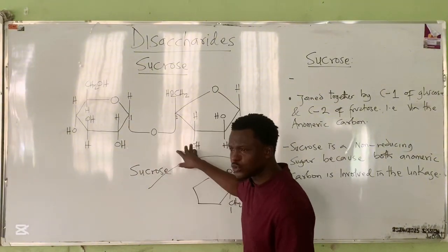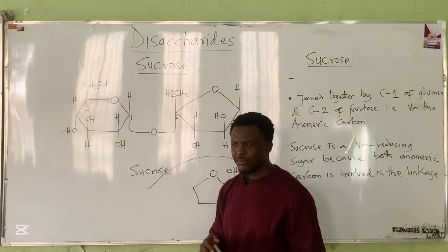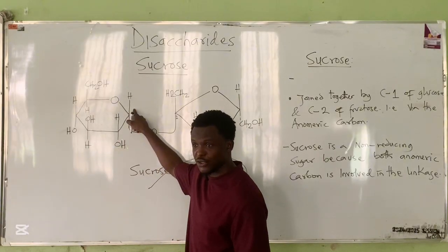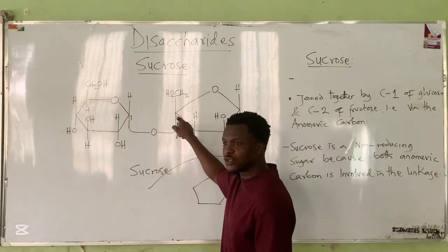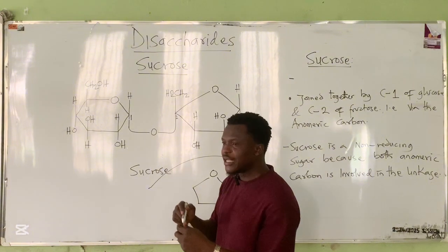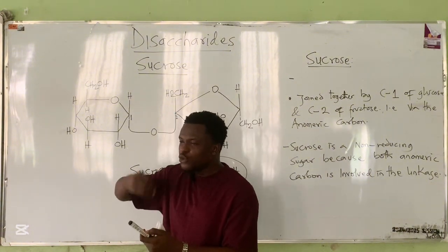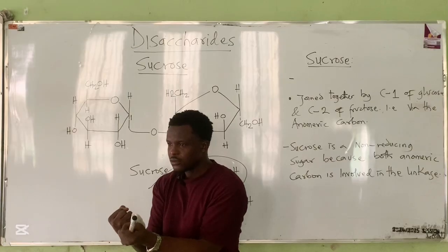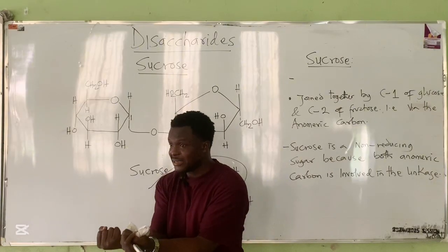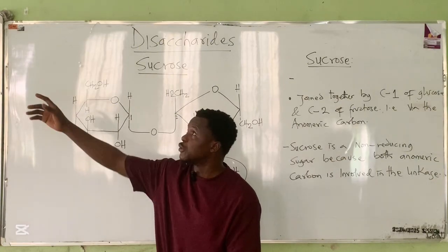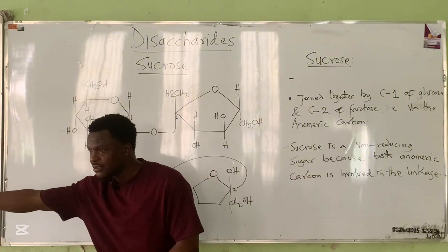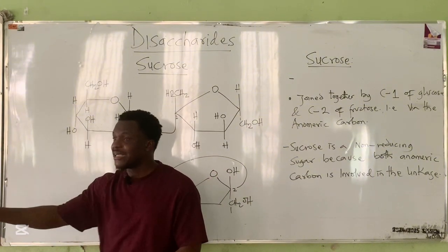But in the case of sucrose, we are using both anomeric carbons. Carbon 1 of this glucose is the anomeric carbon, is it not so? Carbon 2 of the fructose is also the anomeric carbon. So the two carbons that were supposed to be used for oxidation have now been captured. They have been tied down. It's just like this my hand now. If I'm supposed to use it to drag something down, and now I use my hand to shake somebody. Do you understand? So that hand has been tied.